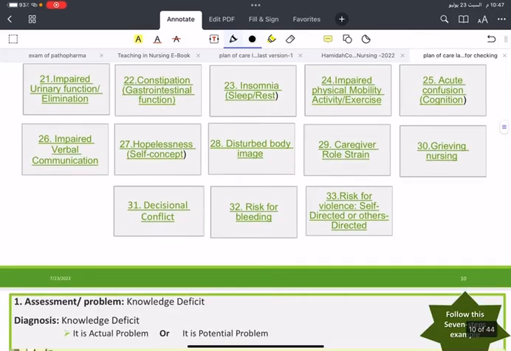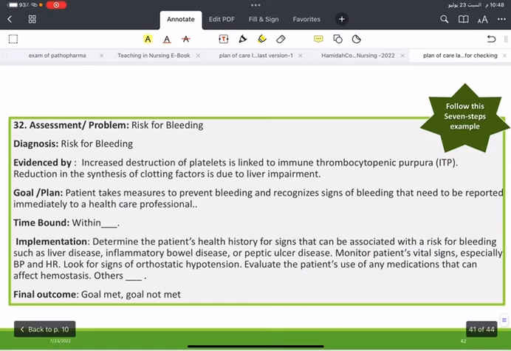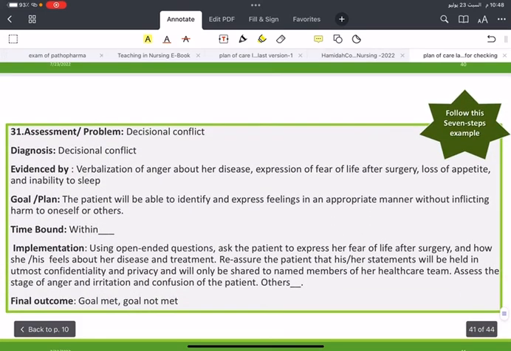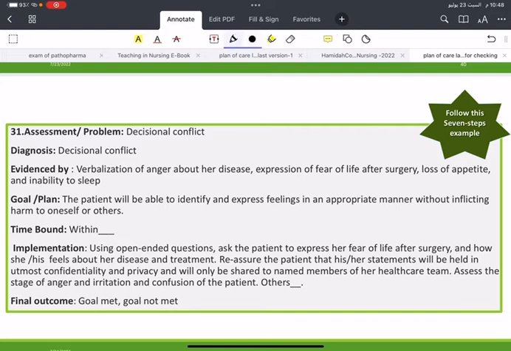For example, there is a conflict between the patient and the doctors in the decision. You can go for 31. Let me remove it. Then you go to 31, then you can see the decisional conflict. Then you can write the same as what is written here, like in the assessment. You see the patient is confused. You can write another statement even. What other statement you are feeling about the patient in your assessment. And then the nursing diagnosis, it is decisional conflict. Then you write your evidence, what you see in there.